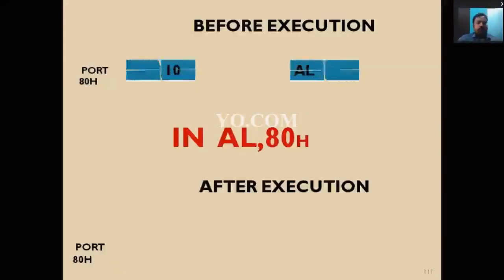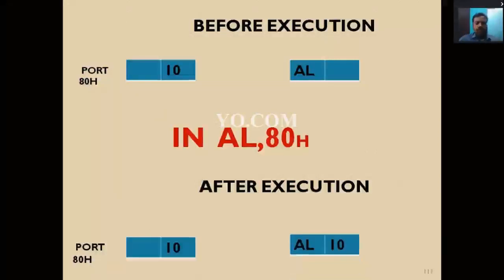So this is the execution of IN AL comma 80. The port 80 is a port address that has the data 10. After the execution, AL equals 10. The data is copied to the AL register.